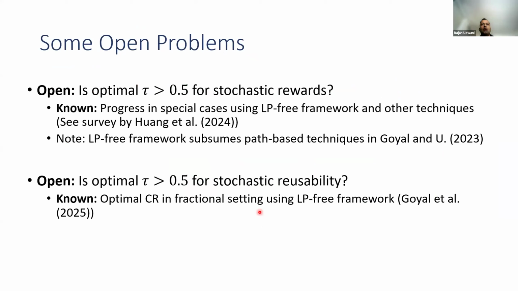Now, what I want to talk a bit about before concluding are some of the interesting open problems, and say also a little bit about some other applications of this framework in a variety of other settings. So one interesting open problem is to find out what the optimal compare ratio is for stochastic rewards. All we know is that greedy is a half in general. There has been a lot of progress in special cases, meaning that you make some assumptions on the probabilities, for example, probabilities are identical and things like that, using both the LP3 framework and other techniques.